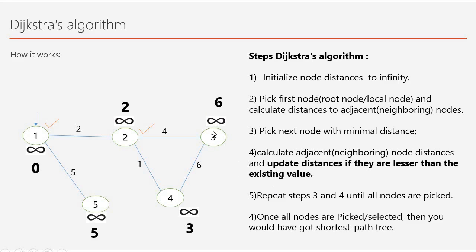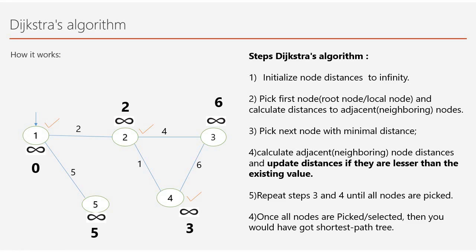And this step the algorithm has to repeat. That's why repeat steps 3 and 4 until all nodes are picked. Once all nodes are picked or selected, then you would have got the shortest path tree. Alright. Now among node 3, 4 and 5, node 4 has the minimum distance. So next I will select that.